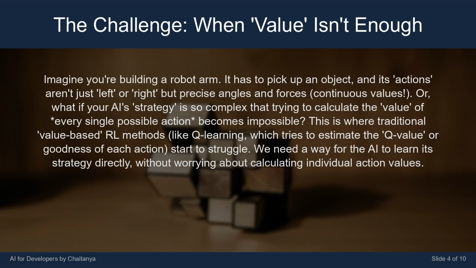Imagine you're building a robot arm. It has to pick up an object, and its actions aren't just left or right, but precise angles and forces. Continuous values. Or, what if your AI's strategy is so complex that trying to calculate the value of every single possible action becomes impossible? This is where traditional value-based RL methods, like Q-learning, which tries to estimate the Q value or goodness of each action, start to struggle. We need a way for the AI to learn its strategy directly, without worrying about calculating individual action values.